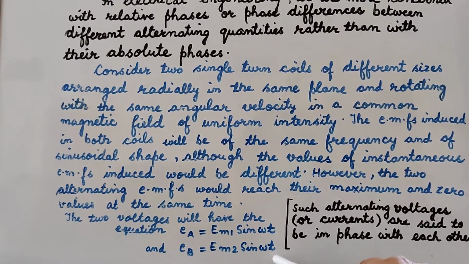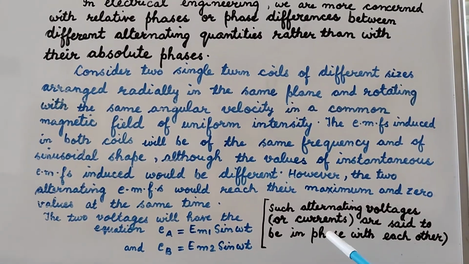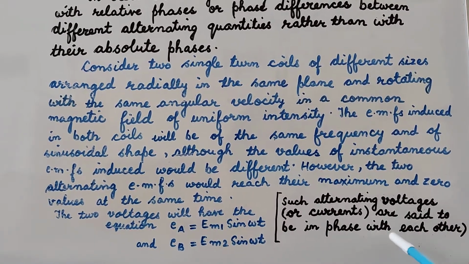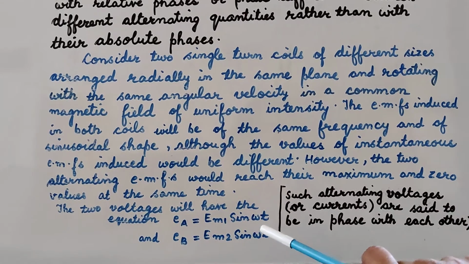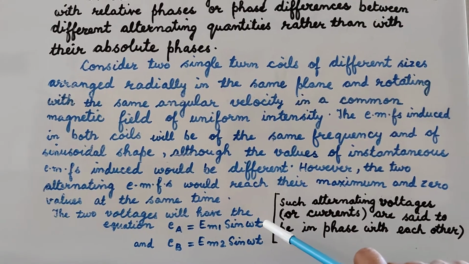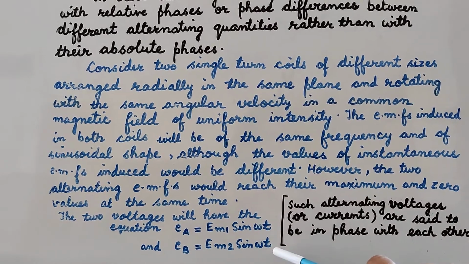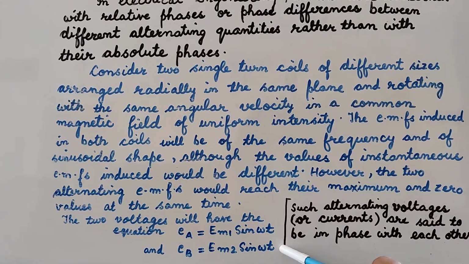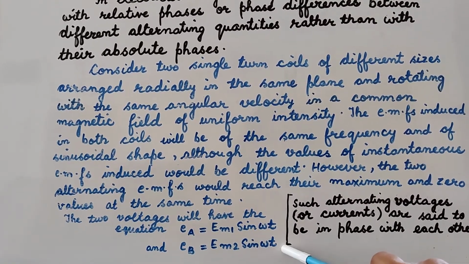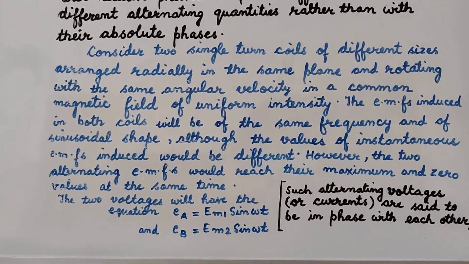So there is no phase difference between the two induced EMFs. Such alternating voltages or currents which do not have any phase difference between them are said to be in phase with each other. That is, in this case, both the coils A and B have zero phase difference between them, or we can say that both the induced EMFs, that is, both the alternating voltages or alternating currents of both the coils, are in phase with each other. So this is what we mean by phase of any alternating quantity.